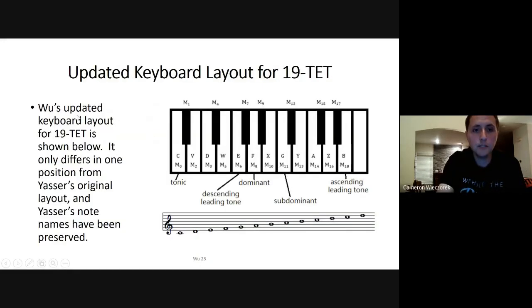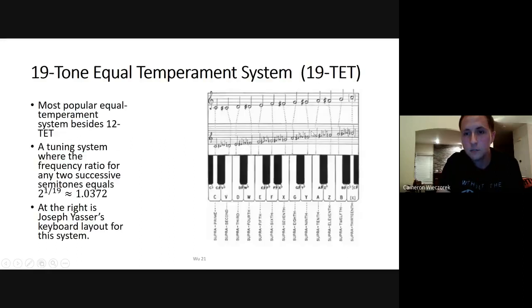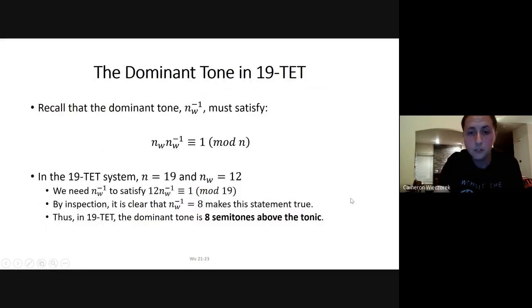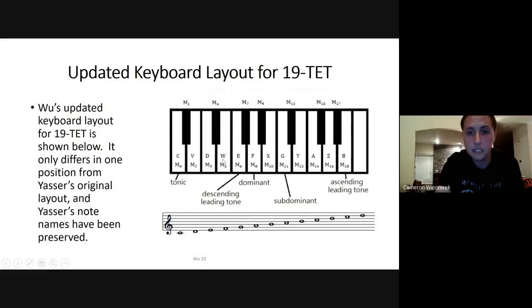This is Wu's updated keyboard layout for the 19 TET. It's just a slight bit different than Yasser's original layout. In the upper portion here, you can see that there's just a minor adjustment in white keys and black keys. This part looks just a little bit different, but the note names that Yasser originally used are preserved. So it's still using the exact same letterings from Joseph Yasser. We have C, V, D, W, E, F, G, X, G, Y, A, Z, and B. Okay, so this is just an updated layout.